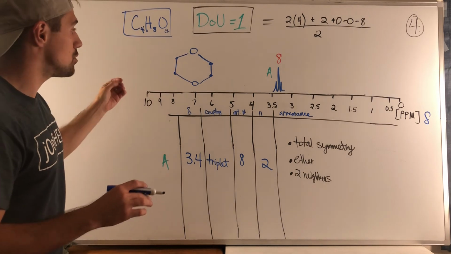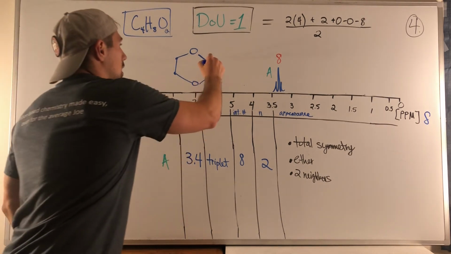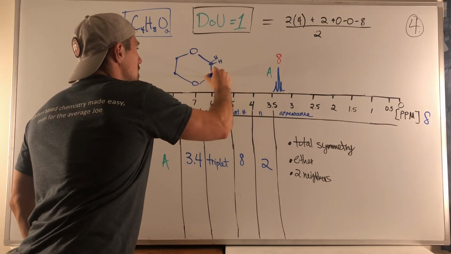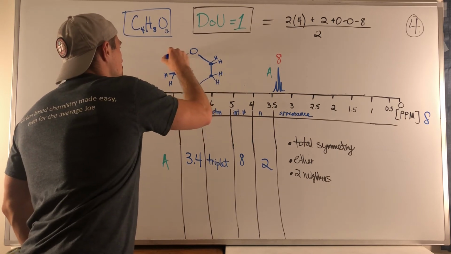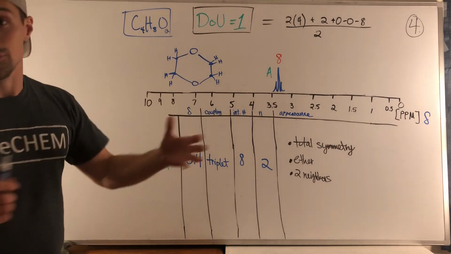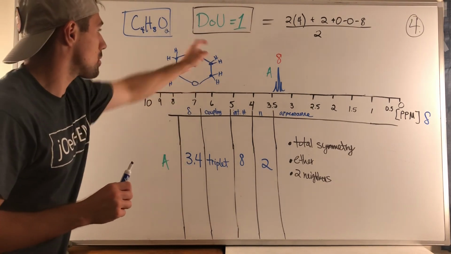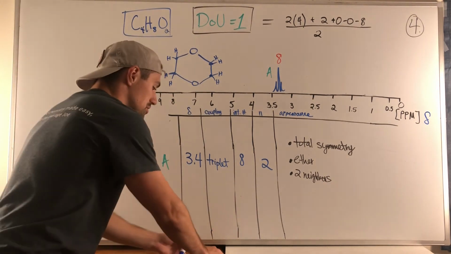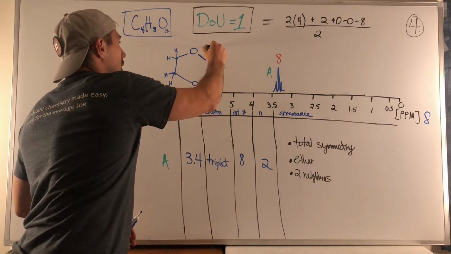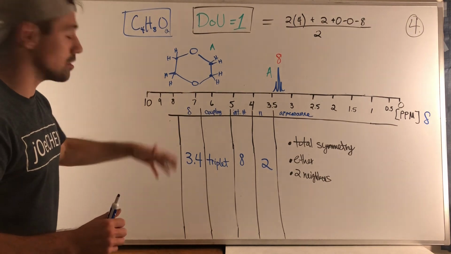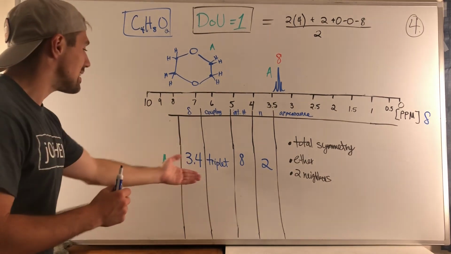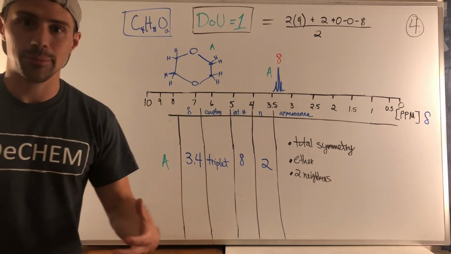We have our 2 oxygens. We have, right, if we draw these hydrogens, you can see that every hydrogen has 2 neighbors. Triplet, triplet, triplet, triplet. These positions all correspond to the signal A, and the ethers cause that downfield 3.4 chemical shift that we see.